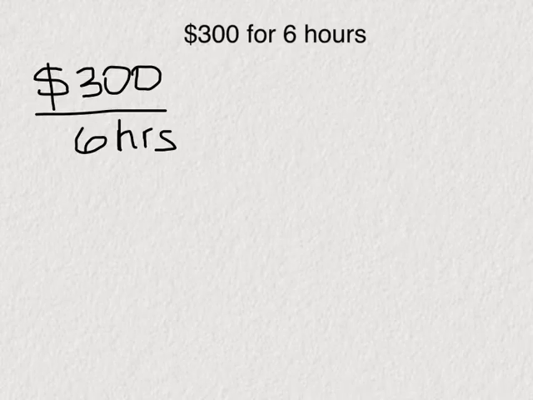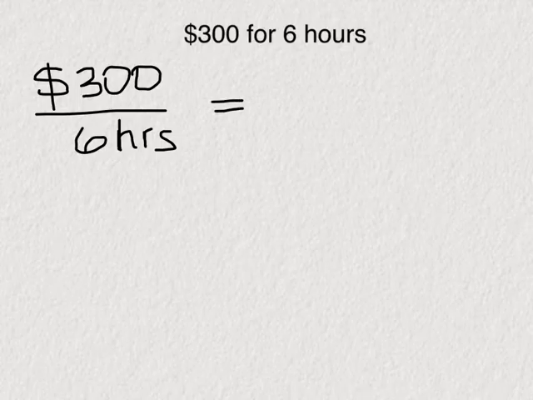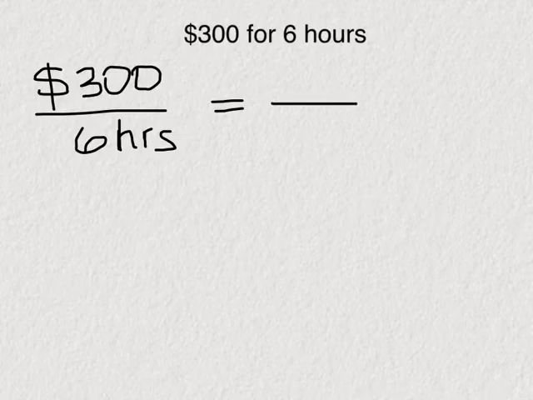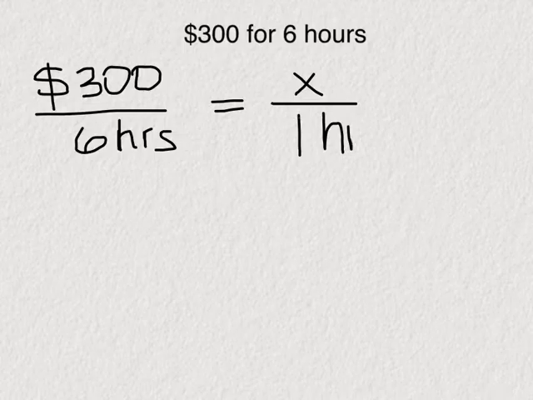Here we have a rate of $300 for 6 hours. So let's find the unit rate. Remember that unit rate is simplified so that the denominator is 1. So we're going to set up a proportion, $300 over 6 hours. We're going to set it equal to x over 1 hour. We want to find out how much money for 1 hour.